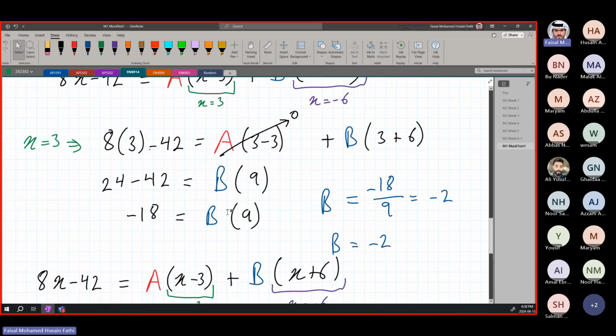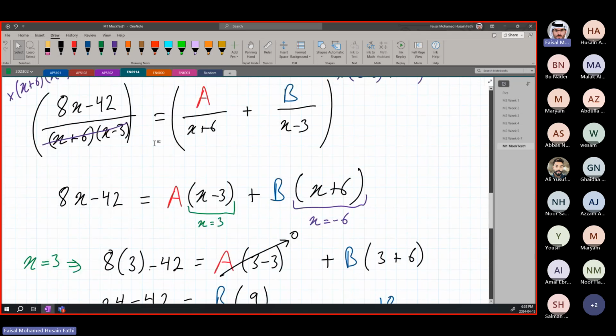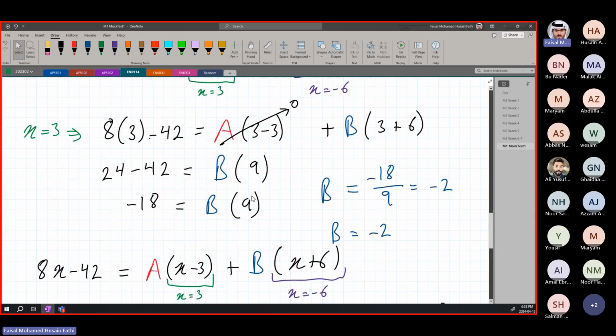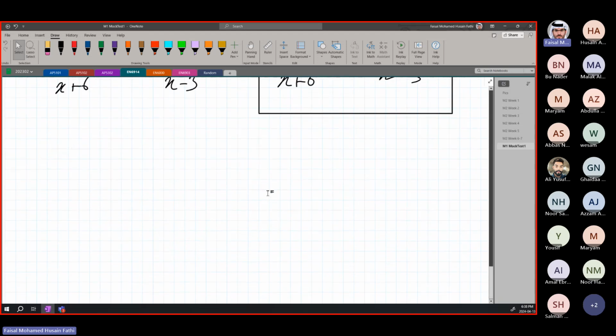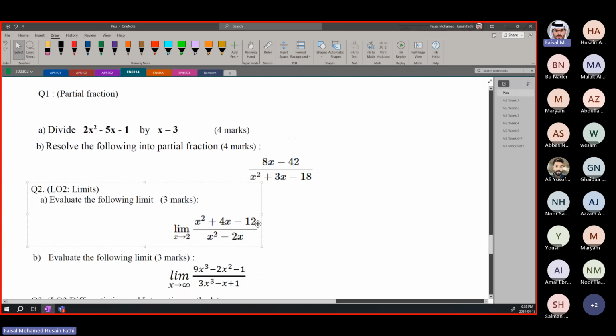We've done this a million times before. Just make sure when you are solving, do not make mistakes in your calculations, in your multiplication, in your substitution, all of that. Make sure that you are very straightforward when it comes to that. Let's look at the next question, limits.